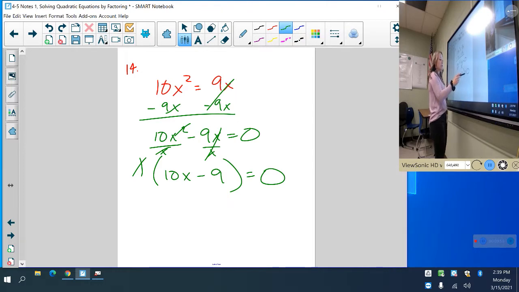Now, what would have to be true in order for this equation to equal 0? This has to equal 0, or this has to equal 0. The first term, x equals 0. If x would equal 0, that would cancel out the 10x minus 9. If 10x minus 9 equals 0, that would also work. So I have to solve that one. Add 9, divide by 10.